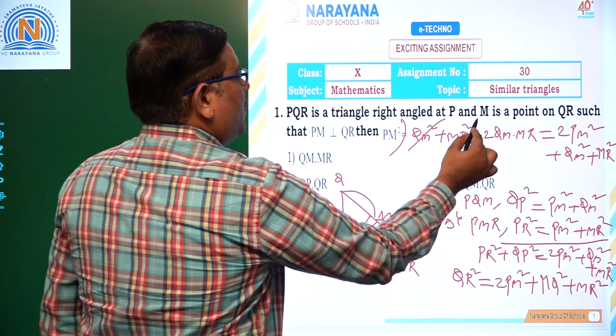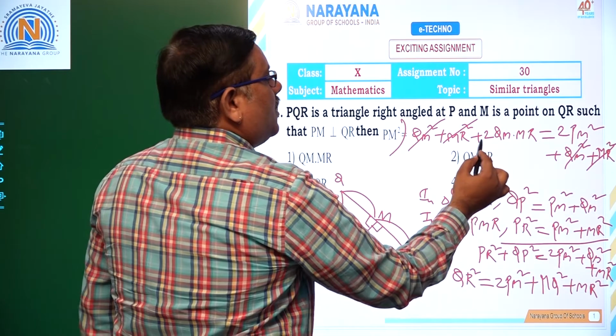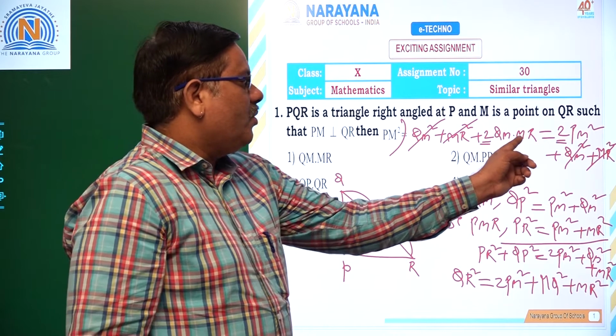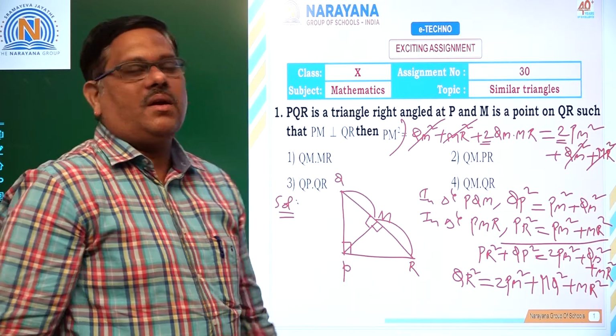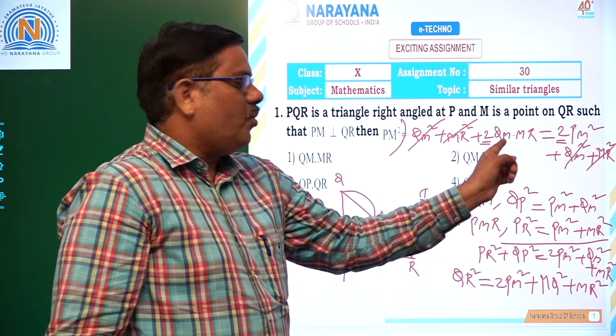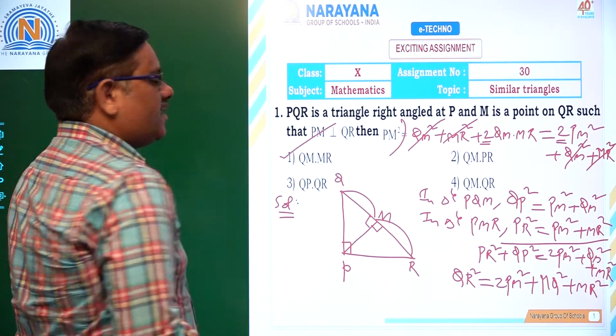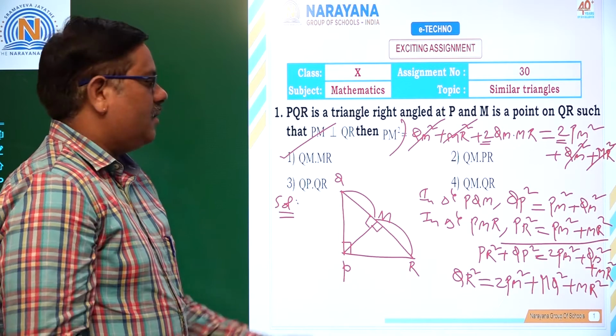Observe here, these two terms and these two terms cancel on both sides. So what is left out now? QM into MR is equal to PM square. So PM square value is equal to QM into MR. PM square is QM into MR, which is nothing but the first option. That is the right answer.